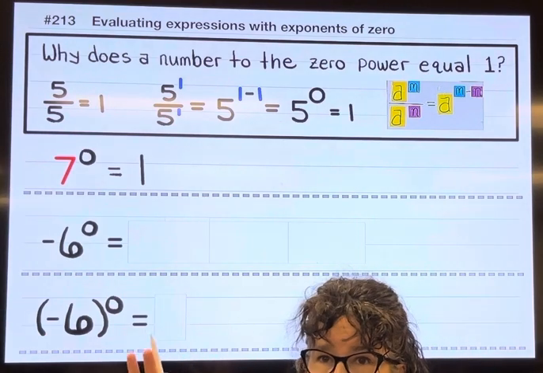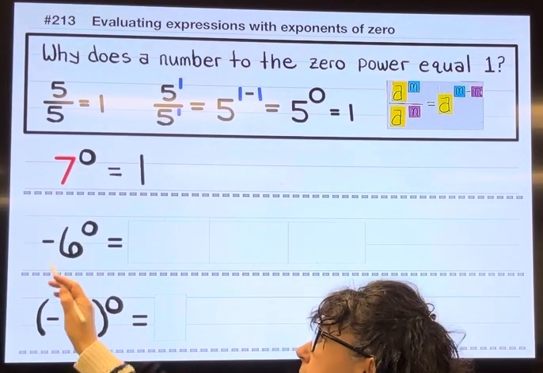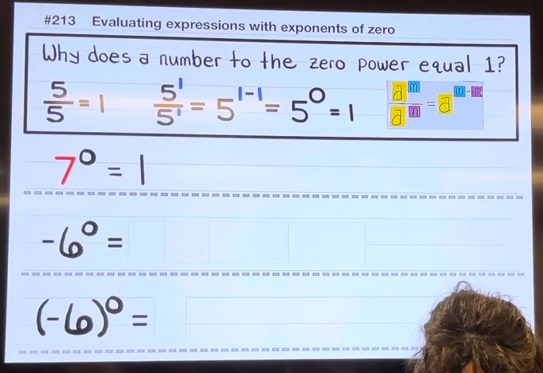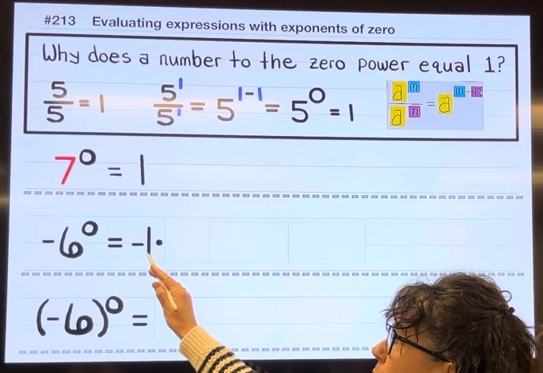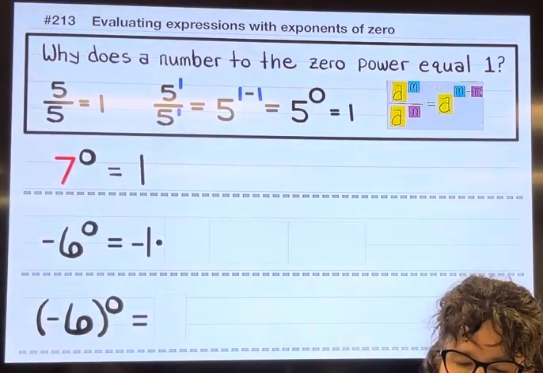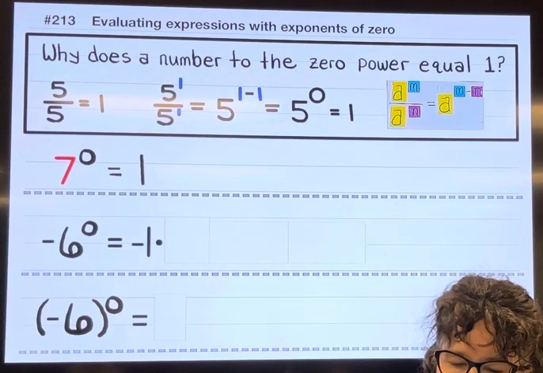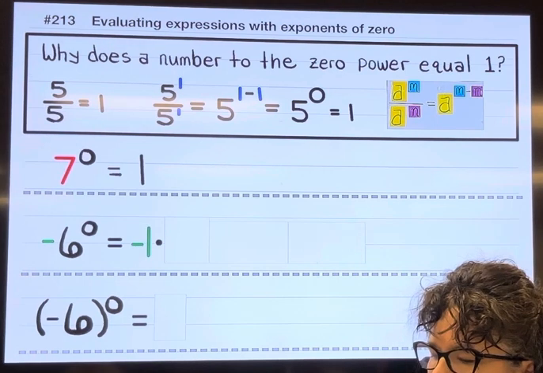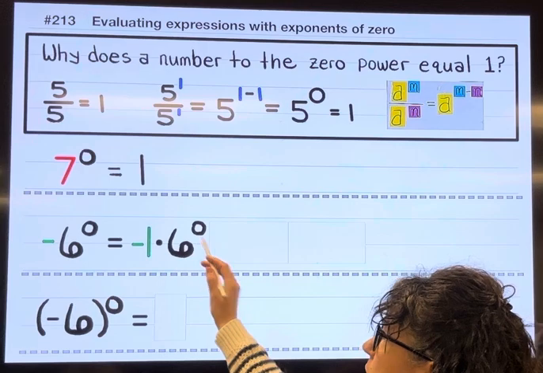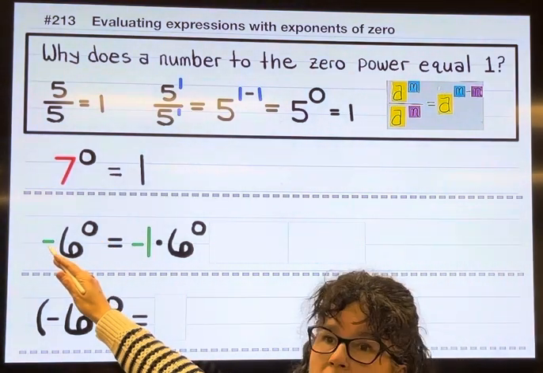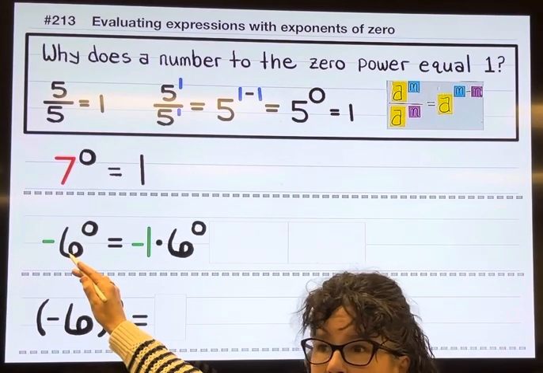Exponents don't reach very far. This -6 to the 0 power, a negative in front, is -1. That's this negative right here. So I'm going to highlight that in, let's say, green. And this -1 here. And then I have 6 to the 0 power. So this 0 is not on the negative, it is only on the 6.